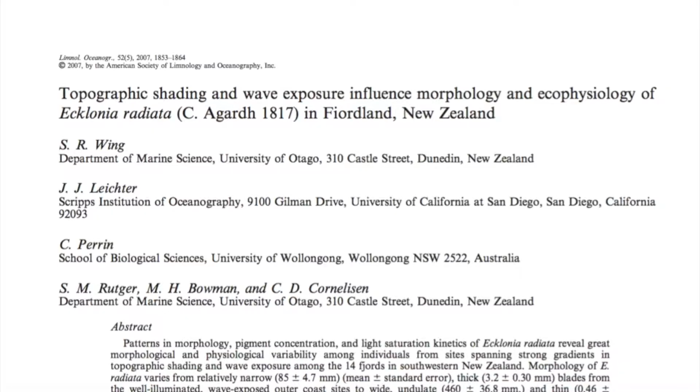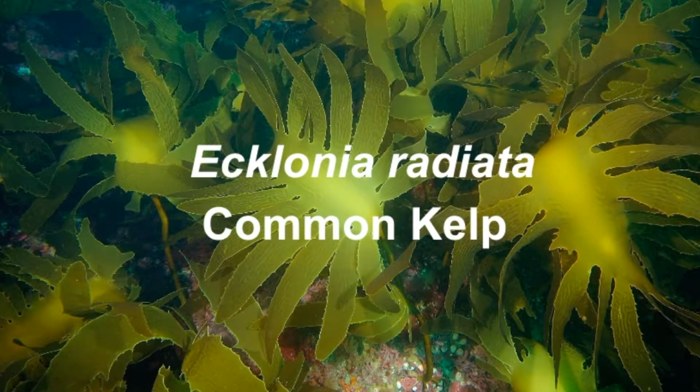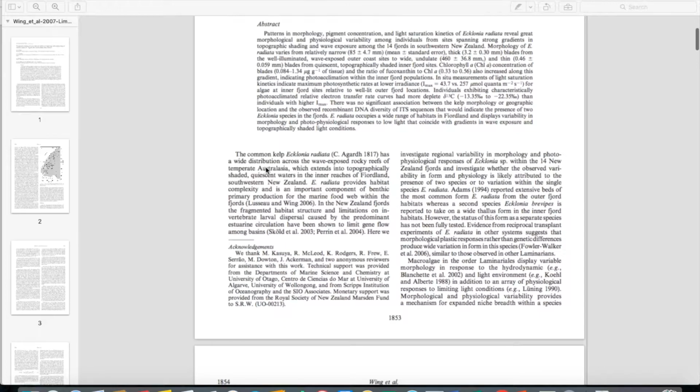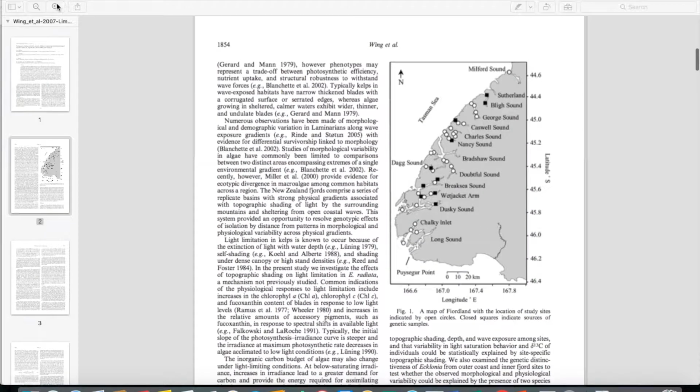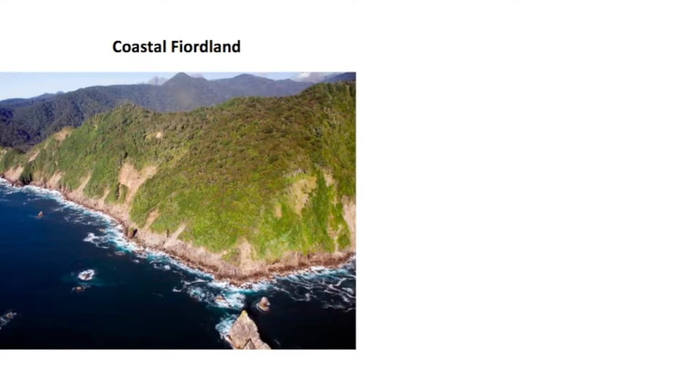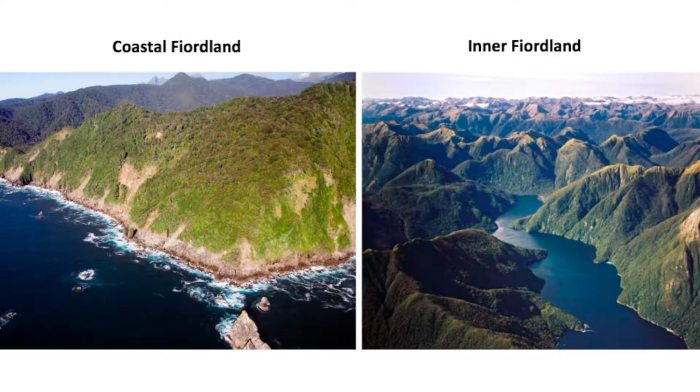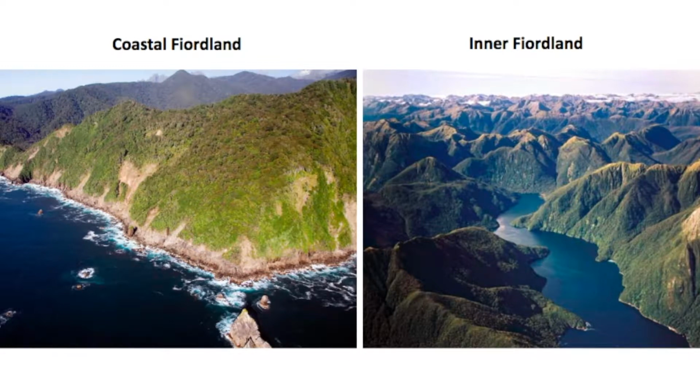In 2007, Steve Wing and others studied Ecklonia radiata, otherwise known as common kelp, in Fiordland, New Zealand. Their study sites range from coastal Fiordland, which is characterized by lots of light and big waves, to inner Fiordland, where high mountains cause shaded and sheltered waters. But how do these habitats differ beneath the surface of the water?